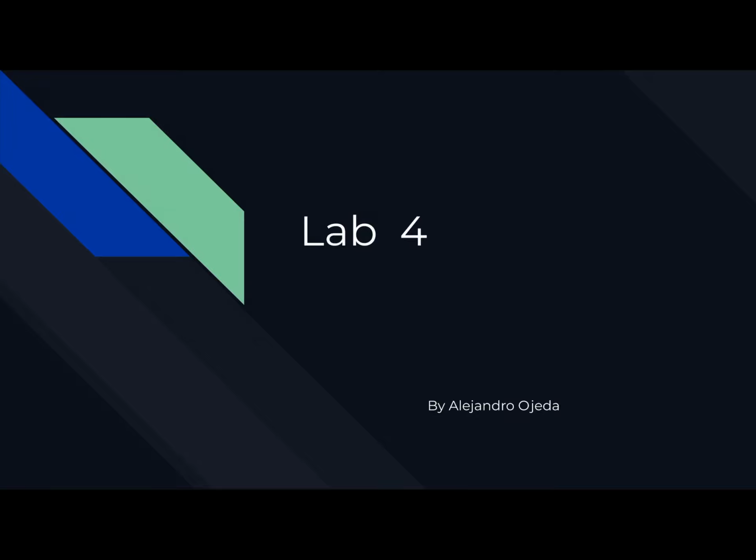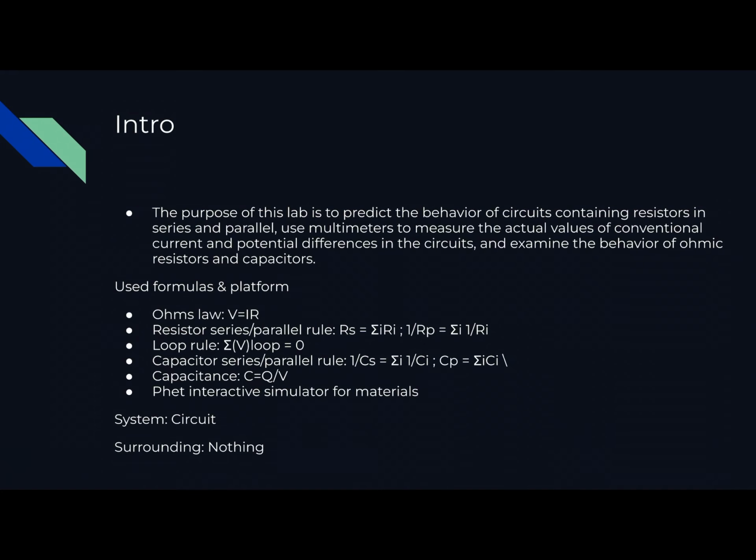Hello everyone, my name is Alejandro Ojeda, and today I'm going to talk to you about Lab 4 for Physics 2212. The purpose of this lab is to predict the behavior of circuits containing resistors in series and parallel, use multimeters to measure the actual values of conventional current and potential difference in the circuits, and examine the behavior of ohmic resistors and capacitors.